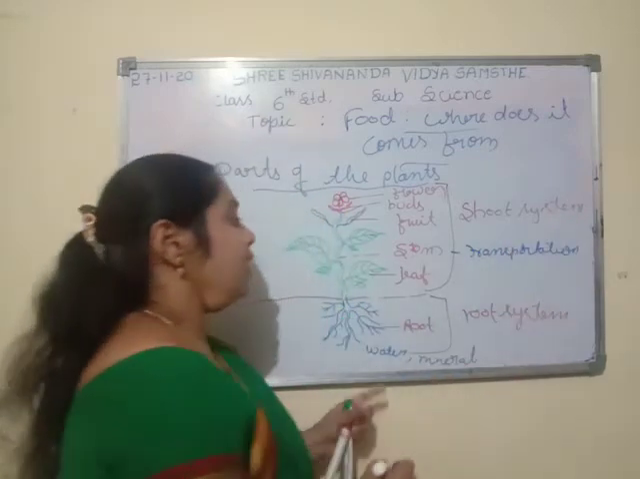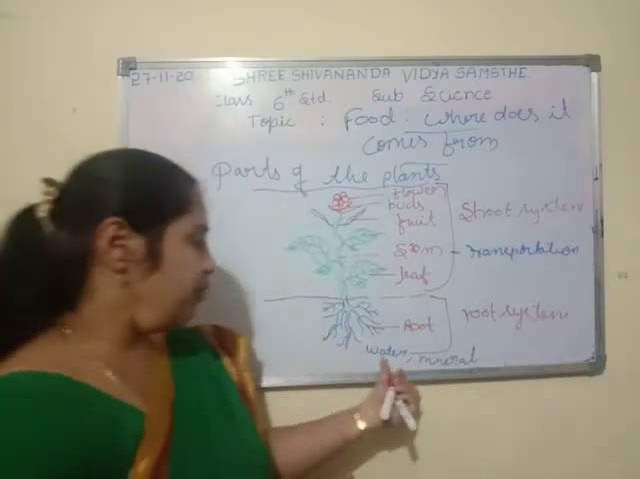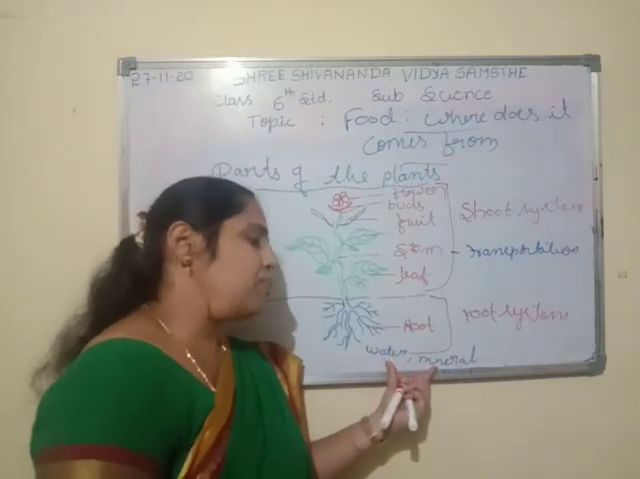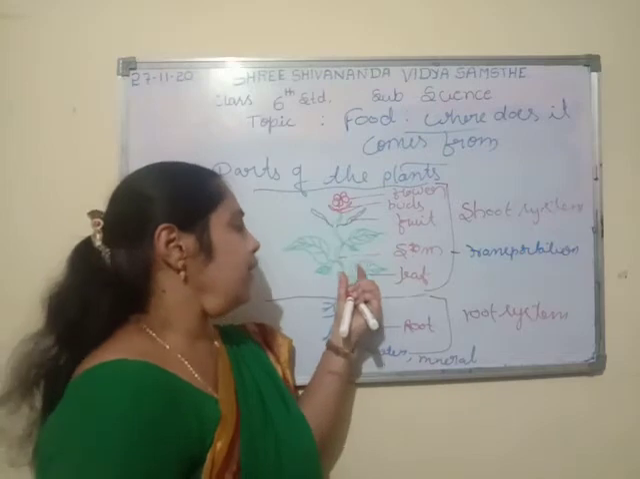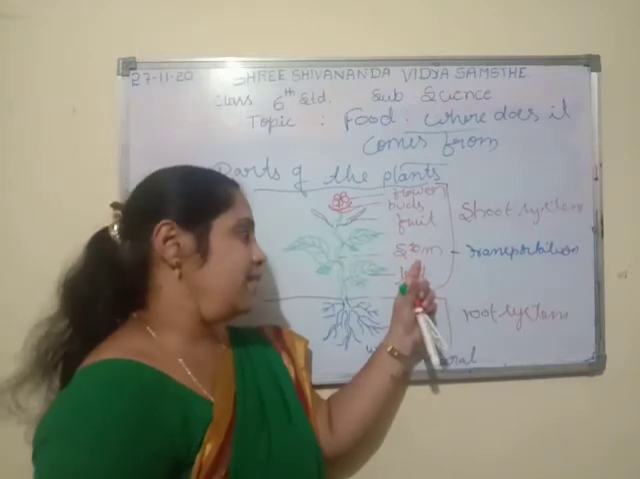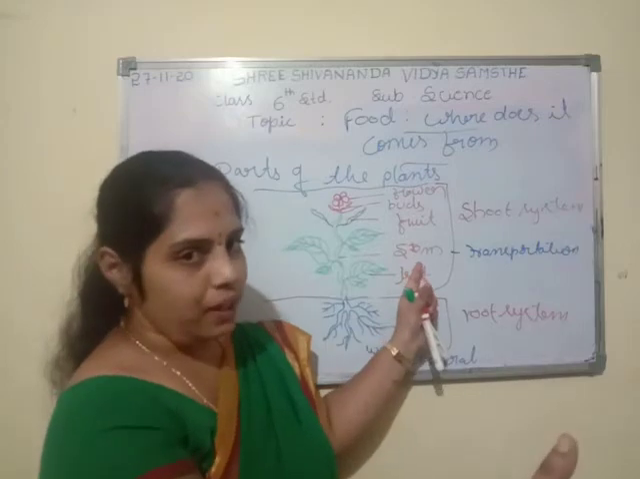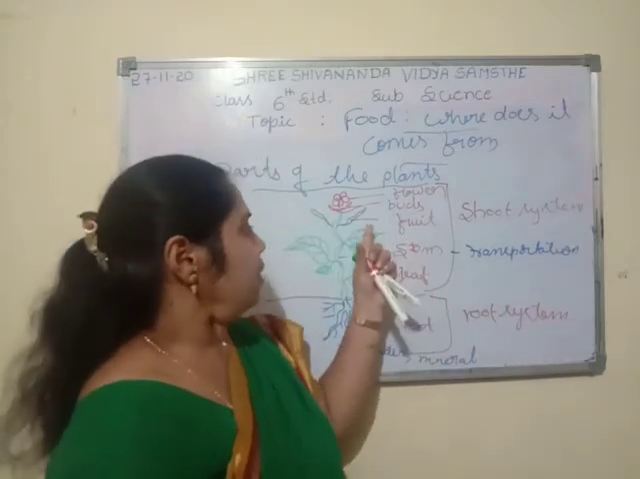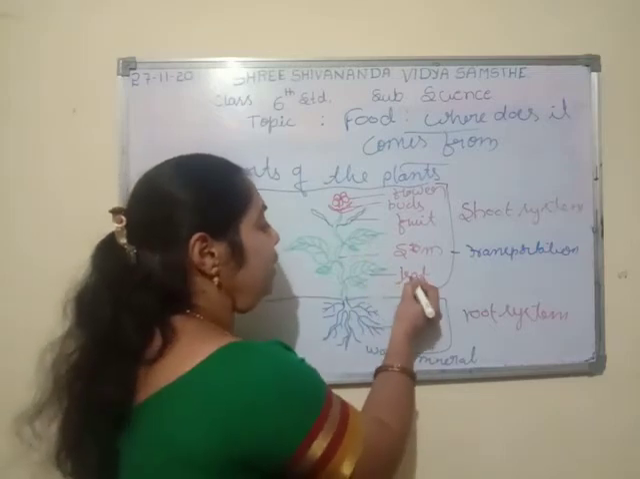Okay, transportation. The food and minerals that are absorbed, these absorbed materials get transported through the stem, and then to the branches, and from the branches to the leaves. Okay, so the next one is the leaf.